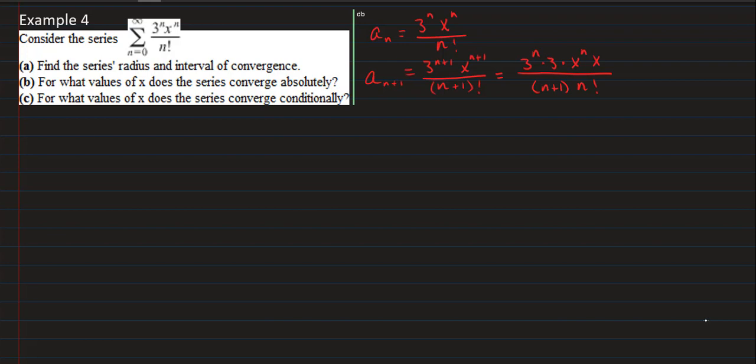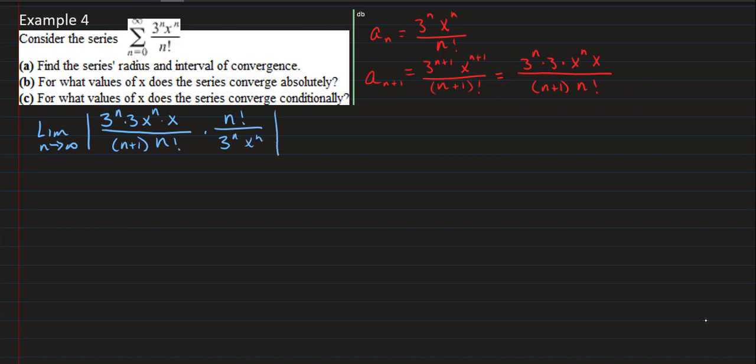So using the ratio test, we've got the limit as n goes to infinity of the absolute value of a sub n plus 1 divided by a sub n, but dividing by a sub n is the same thing as multiplying by the reciprocal, so that's going to give us n factorial over 3 to the n x to the n. And we cancel where we can. The 3 to the n's cancel, the x to the n's cancel, the n factorials cancel, and we're left with the limit as n approaches infinity of 3x over n plus 1. And as n goes to infinity, that's going to give us the absolute value of 3x over infinity, isn't it? Because there's no n's. We're plugging in the infinity in place of n.